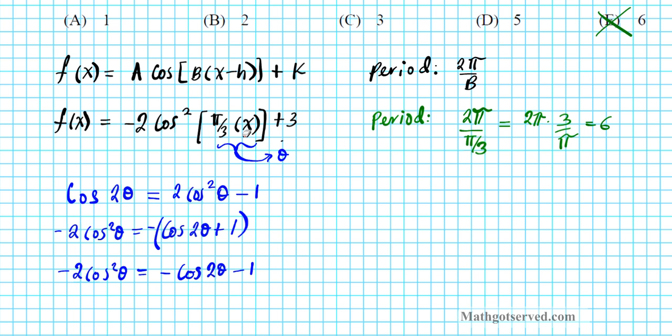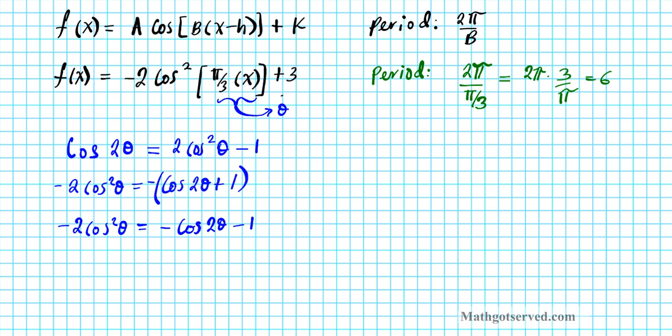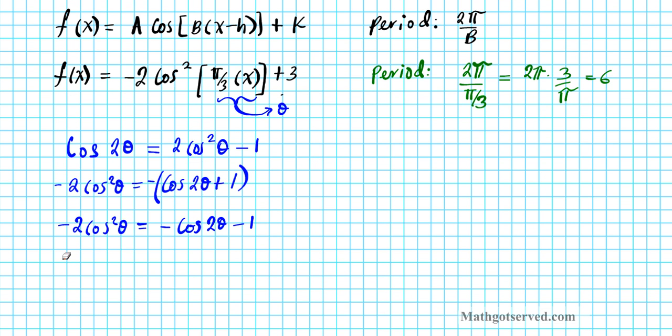Now, if we call theta pi over 3x, we're going to be able to generate this portion of our sum on the right side of this function. So let's make this substitution. We're going to have negative 2 cosine square. Now, instead of theta, we're going to input pi over 3x. Let's color code it so we can see what's going on here. So pi over 3x on the left side. Notice this is a perfect match with that.